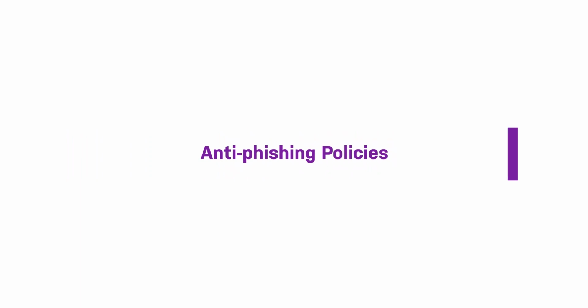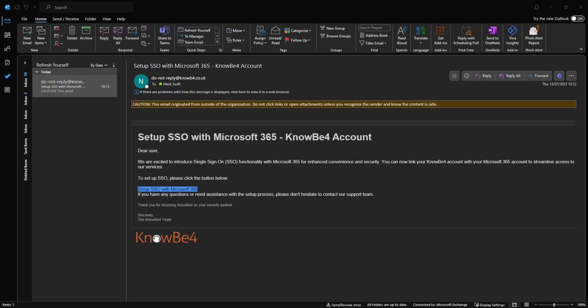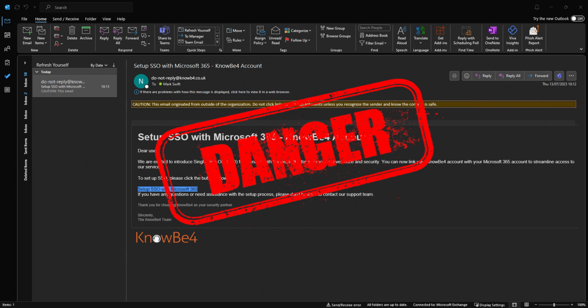Anti-phishing policies. Anti-phishing policies work by identifying and blocking suspicious emails that mimic trustworthy sources like banks or popular websites. If the email raises red flags, Microsoft 365 will mark it as potentially dangerous or move it to the spam folder, keeping you safe from falling into the trap and your information being stolen.